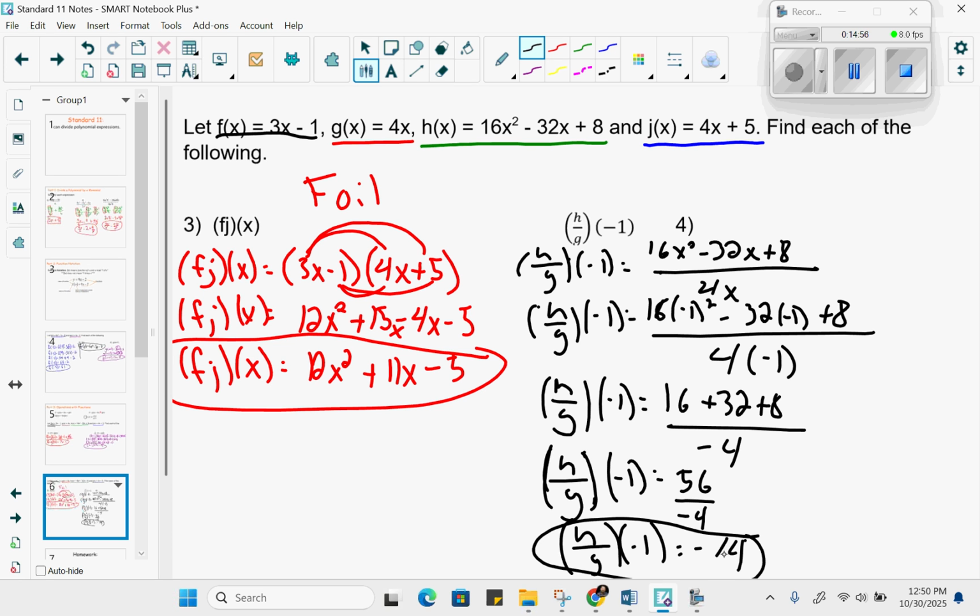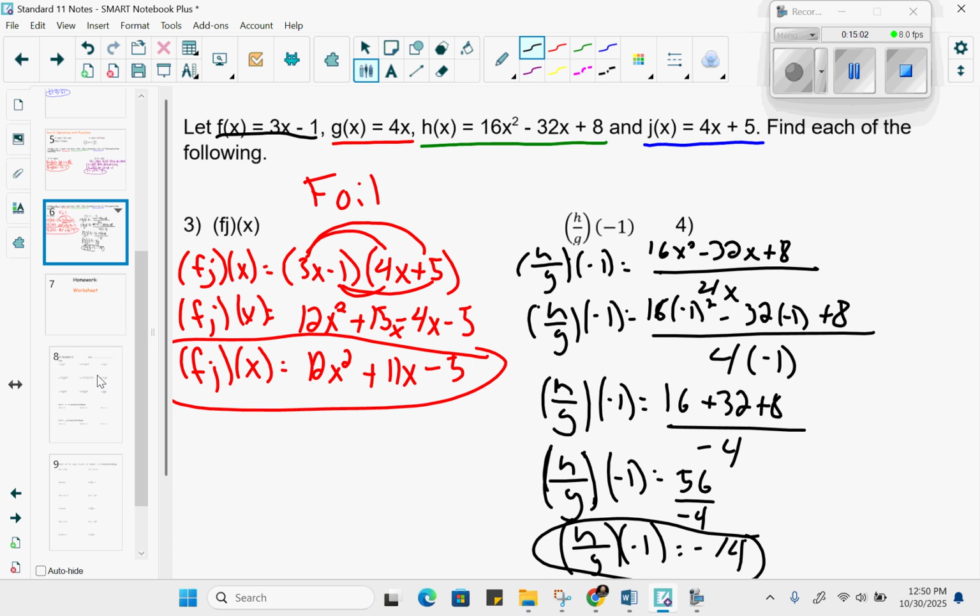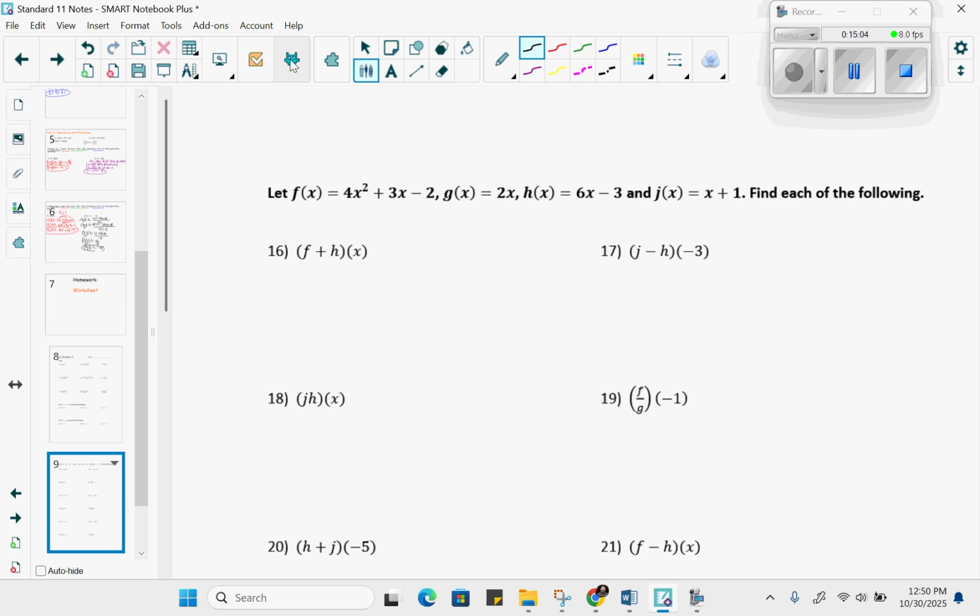Follow that pattern. See what you can do. Ask questions. You're going to complete homework to go with this. There's 2 pages. Looks like this. Ready, set, go.